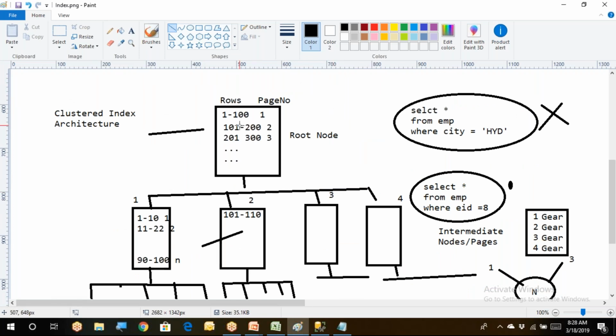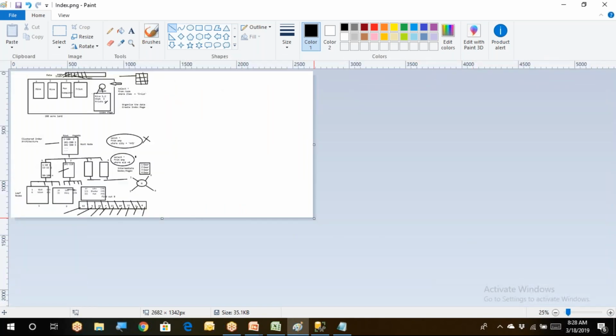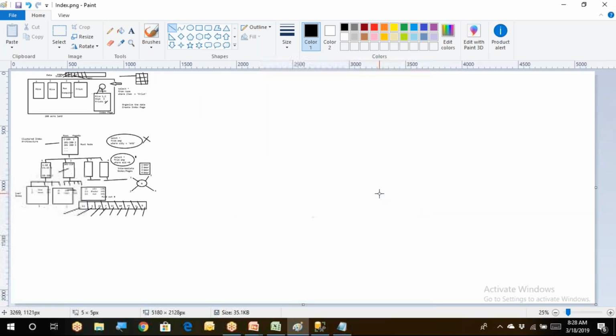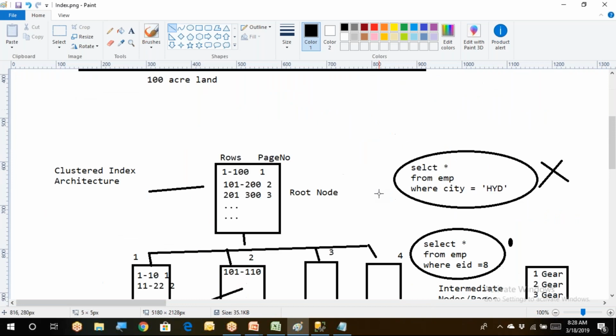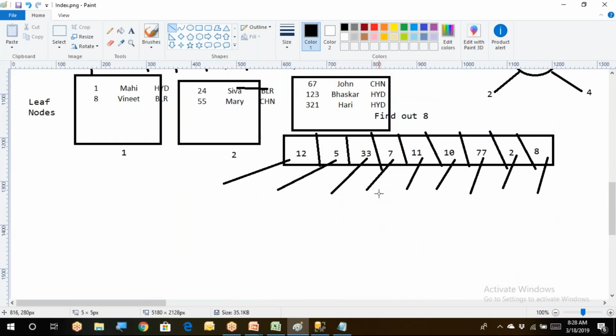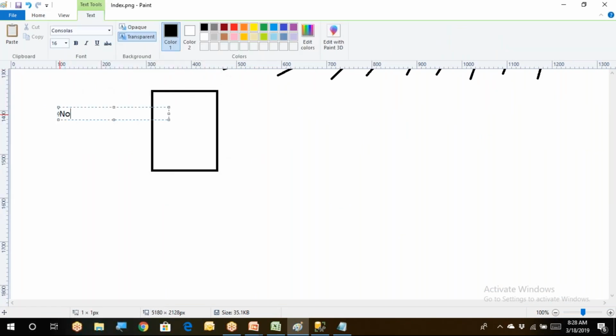Let us see. For example, I'm going to be creating a non-clustered index down here. Now I would like to create a non-clustered index here. So what happens is that one more index gets created. This is the non-clustered index architecture I'm talking about.